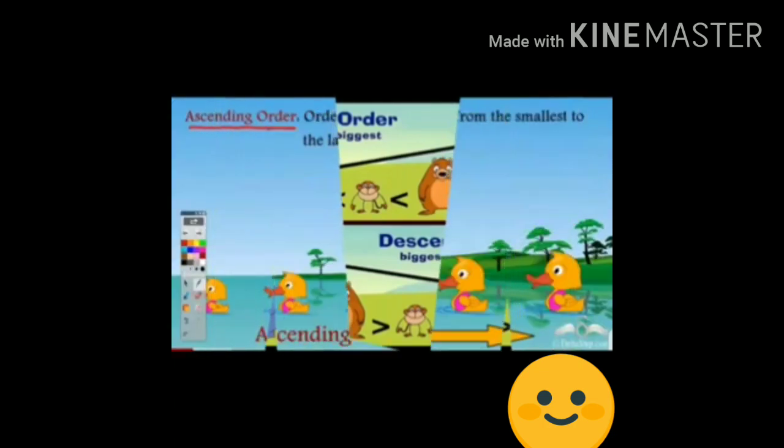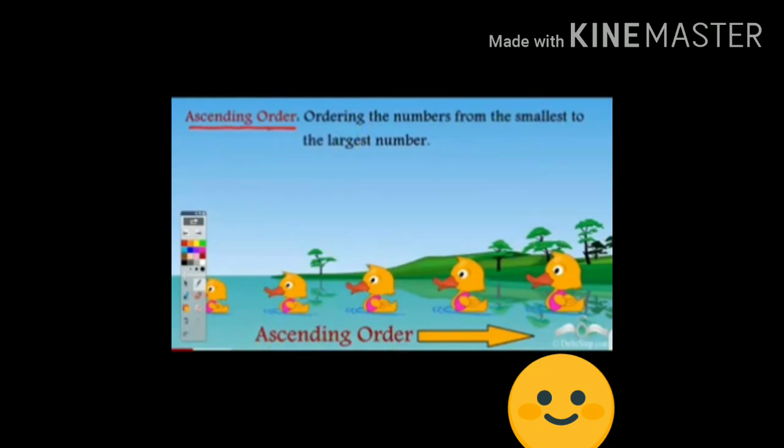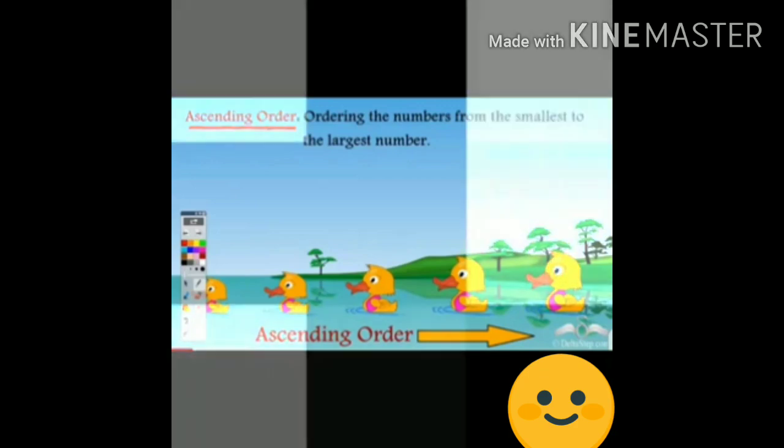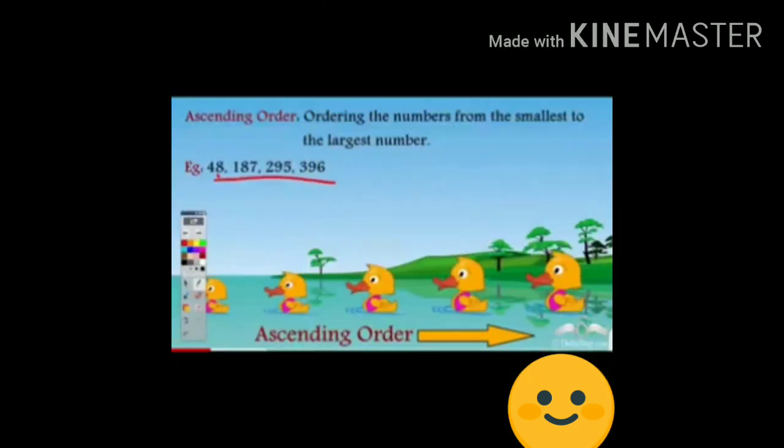First, I will explain you ascending order. Ascending order means increasing order. As we write the numbers from the smallest to the greatest, as we move upstairs. So, when we order numbers from smallest to biggest, it is called ascending order. Look at these ducks. These ducks are arranged in ascending order. Look at this example also. These numbers are arranged in ascending order.